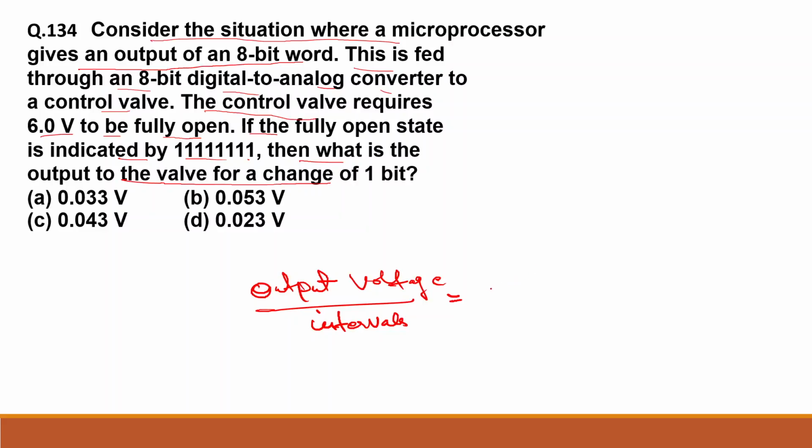The output voltage is given here. The control valve requires 6 volt to fully open. The output voltage is 6 and the interval is from the 8 bit digital to analog converter, which means 2 to the power 8. So 6 divided by 2 to the power 8 equals 0.023 volt, which will be our right answer.